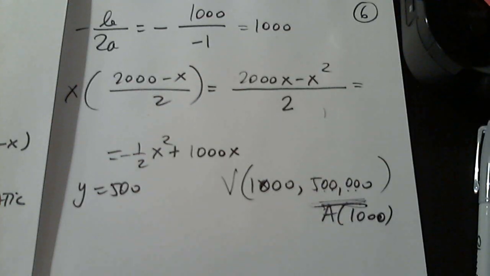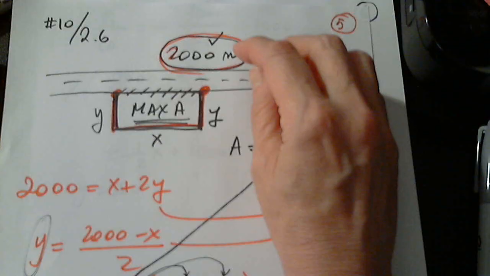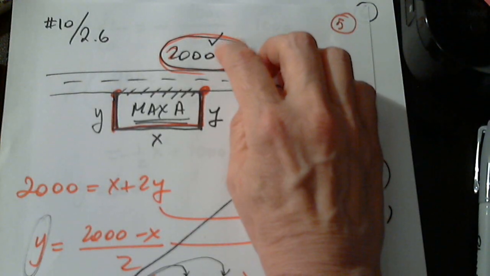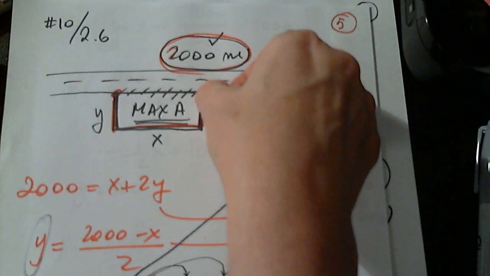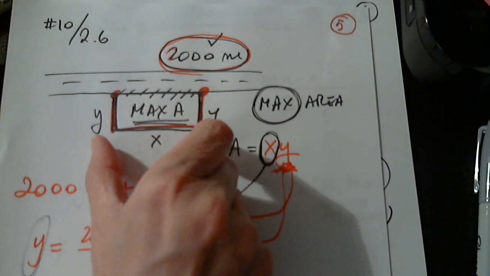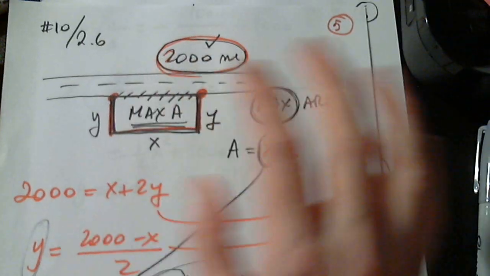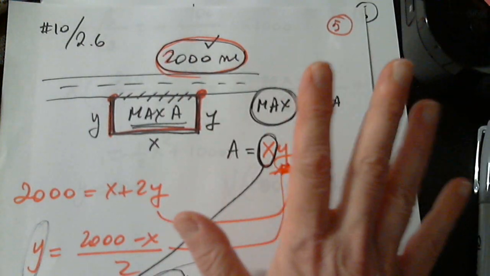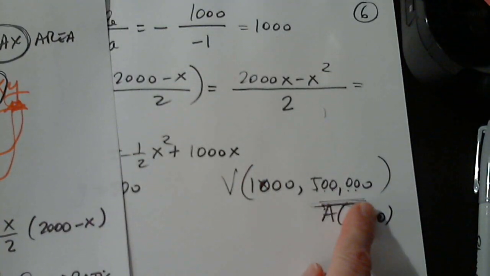And that is it. So we will tell the farmer, ma'am, sir, we are restricted to just 2,000 meters, you should enclose this area so you can get the maximum in the following way: 1,000 and 500. If you do that, we guarantee that the area will be maximum. How much? 500,000 square meters.